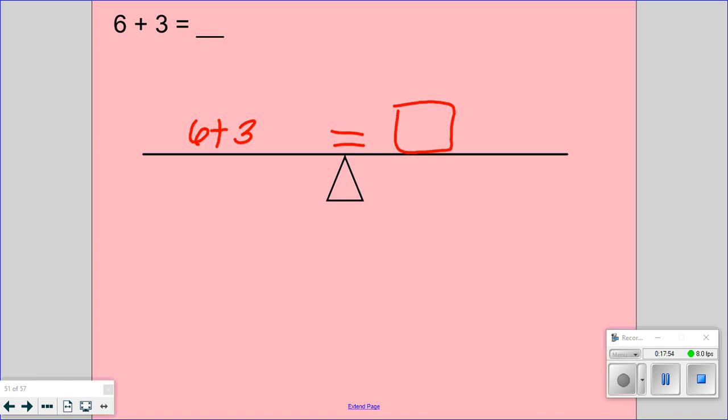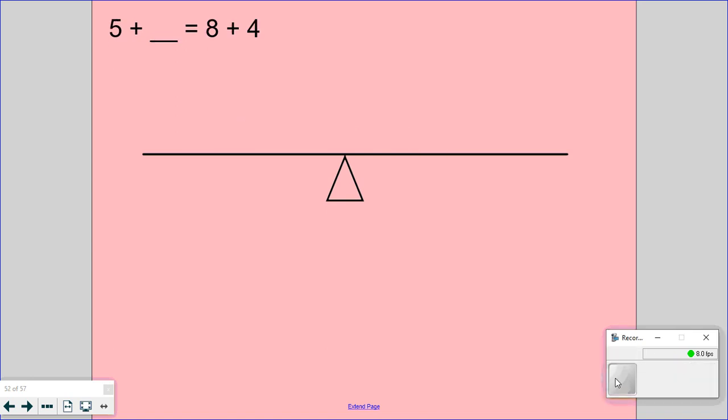Yes. Is it balanced? Yes. Does that make it equal? Yes. Spot saver is 9. Last one we're going to do with our number balances today. We'll play with number balances more, but today.